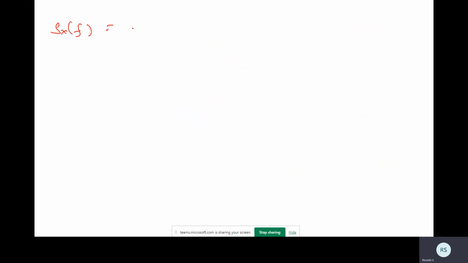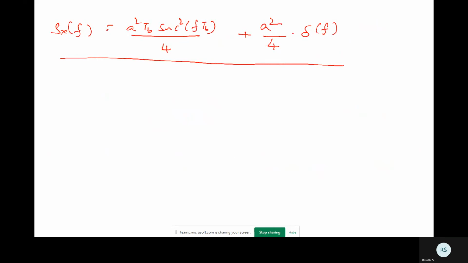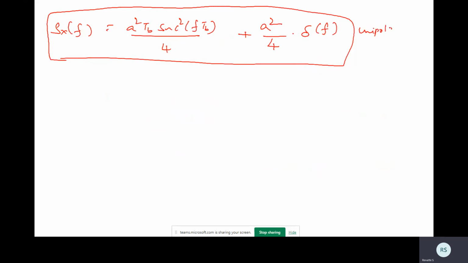Having that factor, you can write Sx of f as: the first part is A square Tb sinc square of f Tb by 4, and for the second part, as I have told you, the sinc function will be nulled out at plus or minus 1 by Tb, plus or minus 2 by Tb, like that. So we can write the second part directly as A square divided by 4 into delta of f. This will be your final answer for the power spectrum for unipolar format.